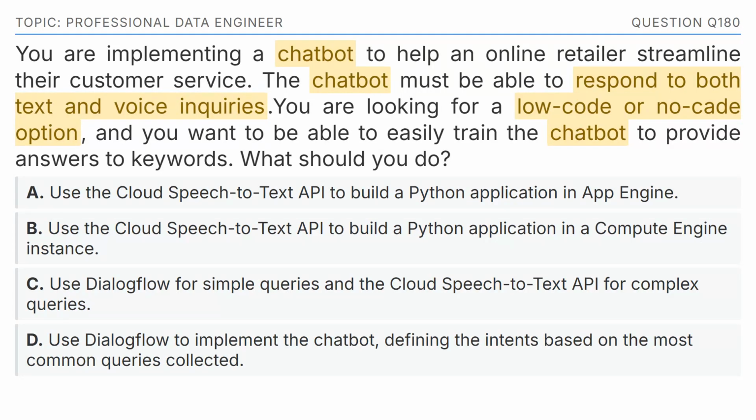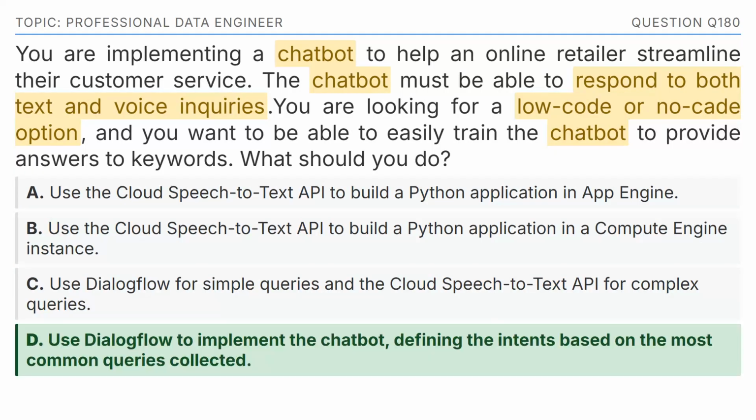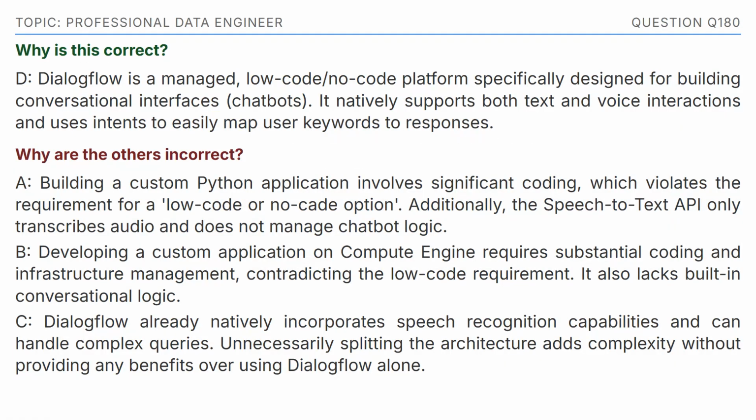To arrive at the correct answer, we focus on the keywords: chatbot, respond to both text and voice inquiries, low-code or no-code option, easily train the chatbot to provide answers to keywords. The correct answer is option D, use Dialogflow to implement the chatbot, defining the intents based on the most common queries collected. Why is this correct? D. Dialogflow is a managed, low-code/no-code platform specifically designed for building conversational interfaces, chatbots. It natively supports both text and voice interactions and uses intents to easily map user keywords to responses.